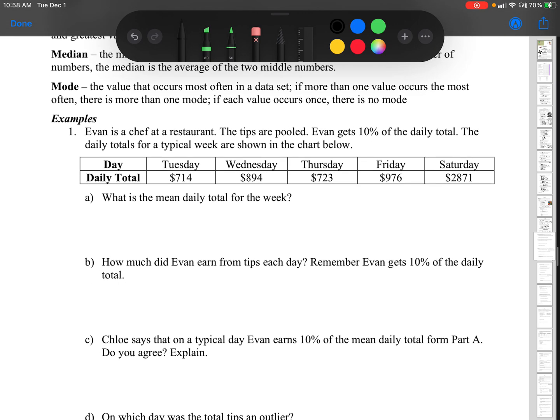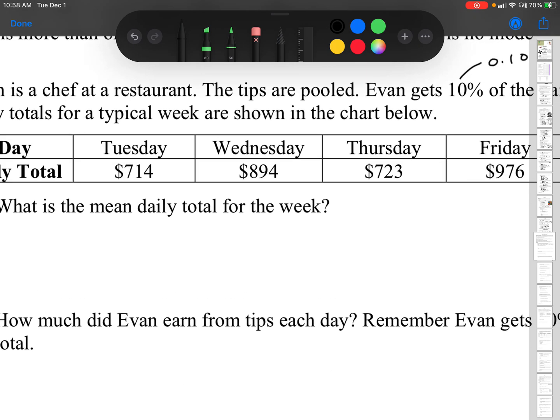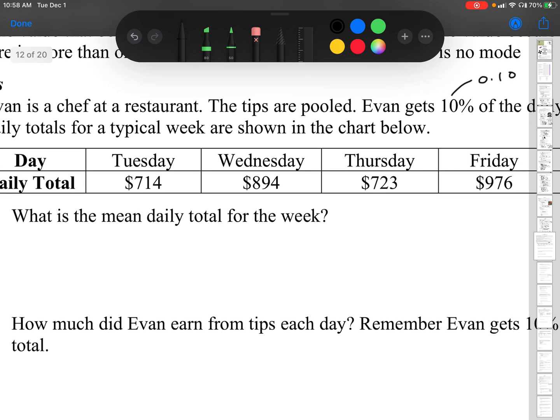So a couple of examples. Evan is a chef at a restaurant. The tips are pooled. Evan gets 10% of the daily total. The daily totals for a typical week are shown in the chart below. So we want to figure out what the daily mean is. Like I said before, the mean, you just got to add them all together and divide by 5.